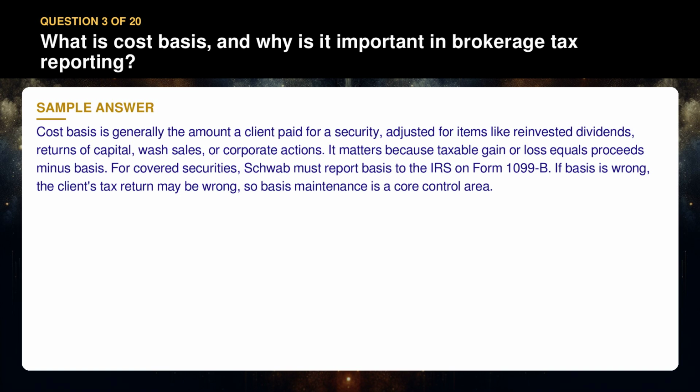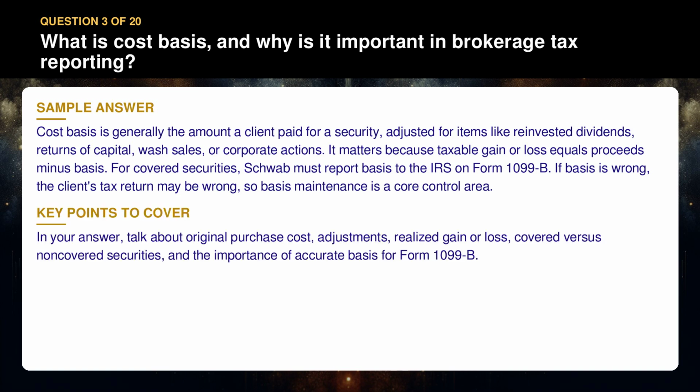It matters because taxable gain or loss equals proceeds minus basis. For covered securities, Schwab must report basis to the IRS on Form 1099-B. If basis is wrong, the client's tax return may be wrong, so basis maintenance is a core control area. In your answer, talk about original purchase cost, adjustments, realized gain or loss, covered versus non-covered securities, and the importance of accurate basis for Form 1099-B.